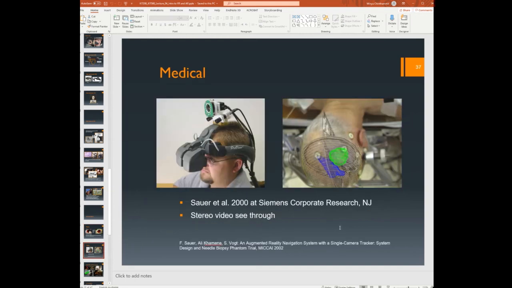And some of this is Siemens work in New Jersey, near New York. This one is stereoscopic, with two cameras on top that send the real-world video to the stereoscopic display at the bottom here. And these with a little LED around them are part of their tracking system.